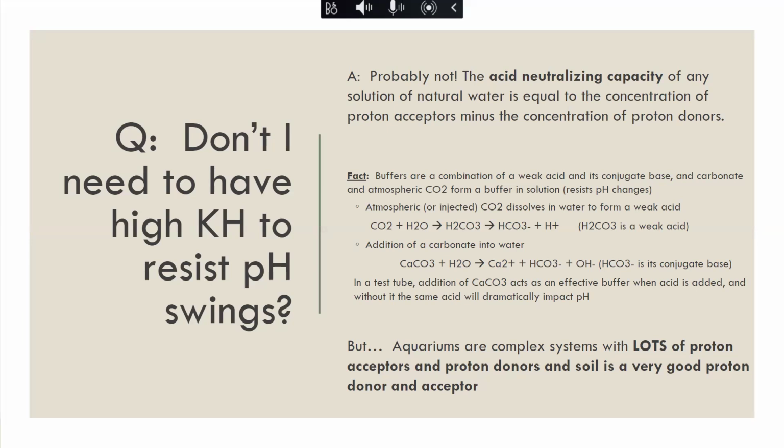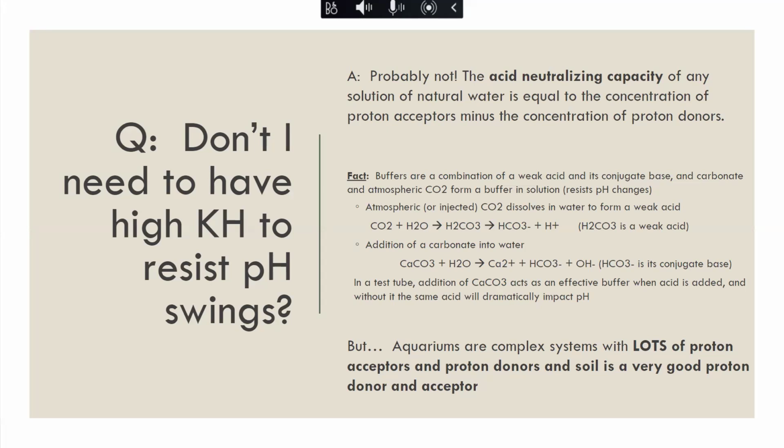So in a test tube, if you were to add calcium carbonate, it acts as an effective buffer, right? You can put a ton of acid in that test tube without measuring a change in pH. Without it, you add a couple drops of acid and you'll have a dramatic reduction in pH, right? And that's the argument: this high KH helps you to resist pH swings, right?